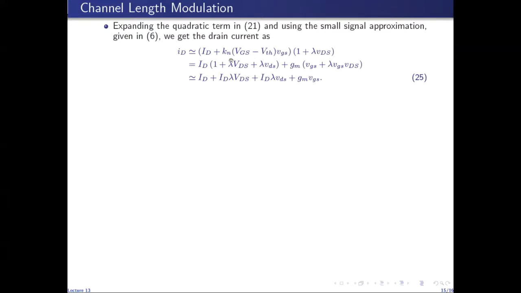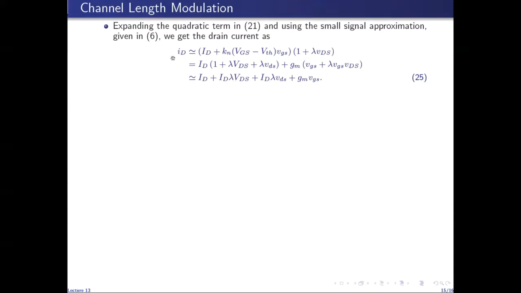So I can multiply the two terms, and then I can ignore this term here. Because lambda is equal to 1 over VA, since VA is 1 over lambda, lambda vGS VDS is actually equal to VDS over VA times vGS. And typically VA is greater than VDS, so VDS over VA is less than 1. And small vGS is already a small quantity. Then their product, small vGS times VDS over VA, is even smaller. So this term can be ignored.